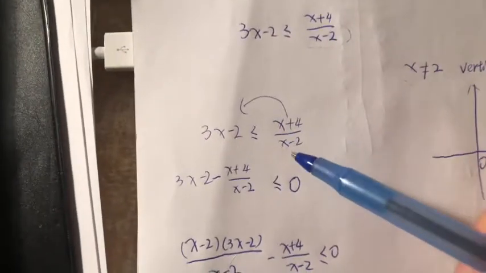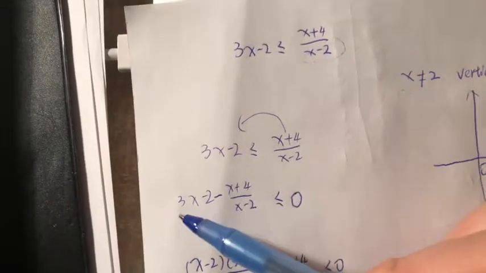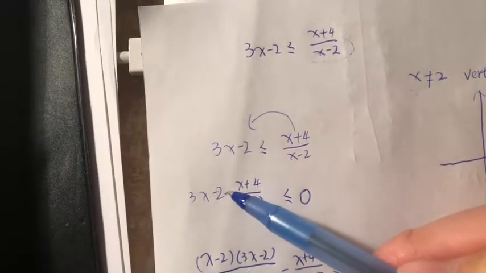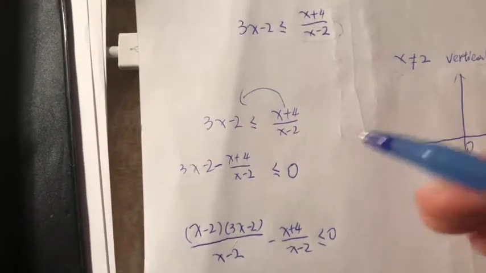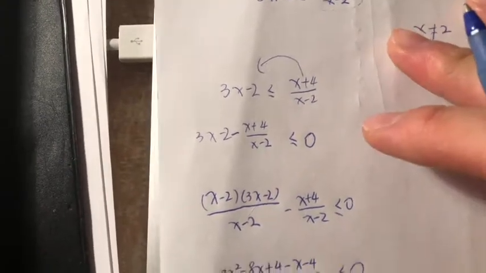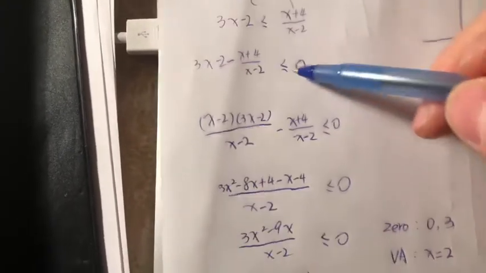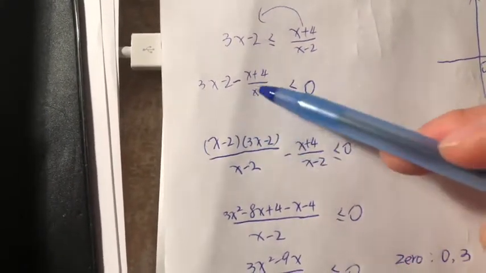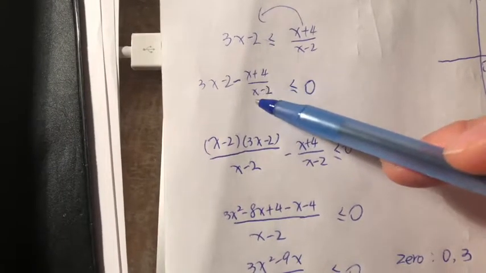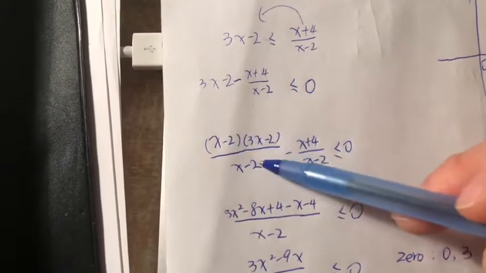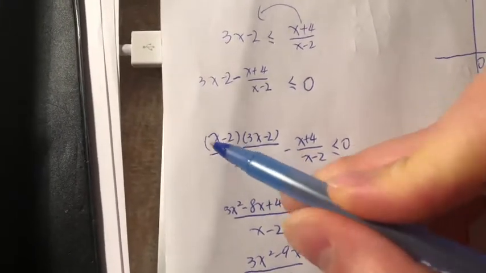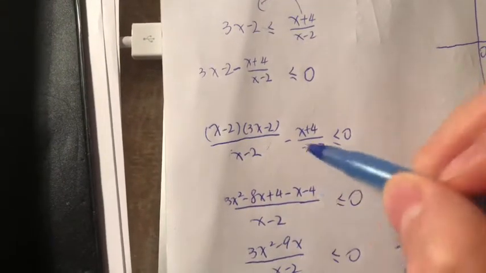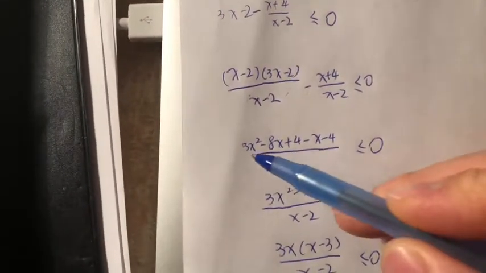Then we move everything to the same side. So I move this to here, and I have to change it to a negative sign. Once you divide or multiply by a negative, you're going to flip the sign, so just keep that in mind. The common denominator is x minus 2, and when you multiply this one, it's going to be this. You can cross out the same values, since you multiply at the same time, so we can make a subtraction, and you get this number.